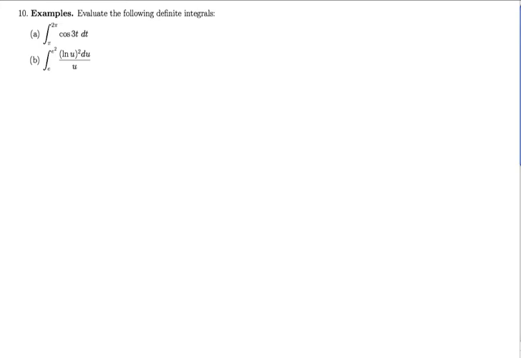So let's look at a couple of examples. In this first example, we're looking at the integral from pi to 2 pi of cos of 3t dt.